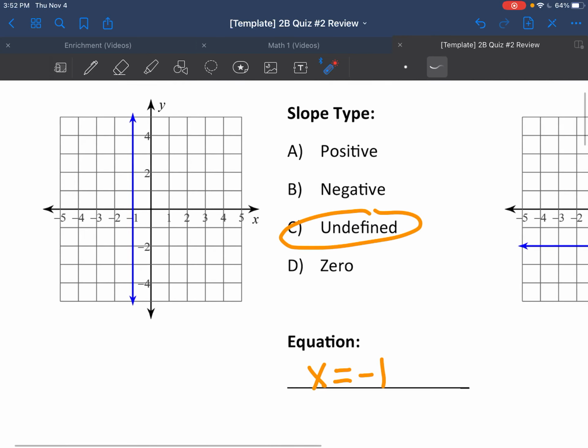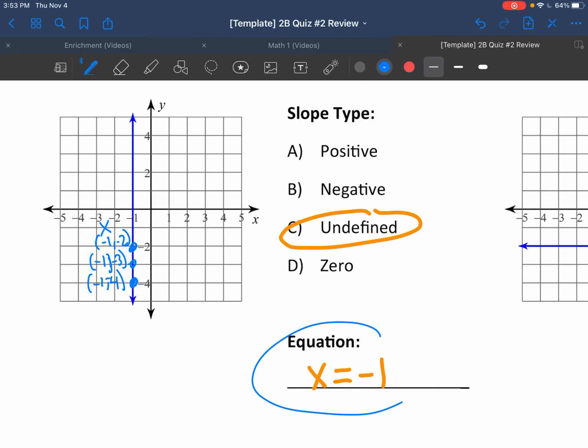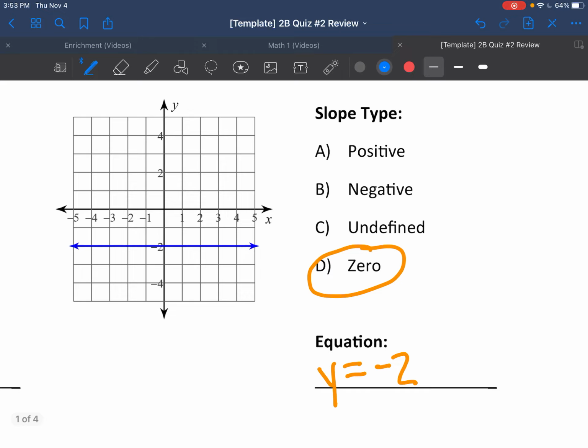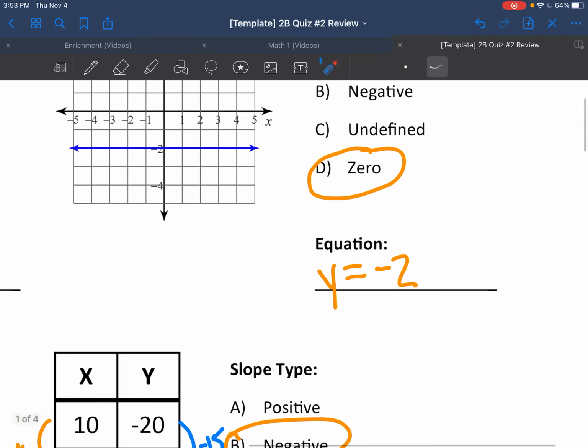Now, when we write the equation here, this point is -1, -4. This point is -1, -3. This point is -1, -2. And look, the x's are always -1. It doesn't matter what the y's are. That's why we have x equals -1. Same reasoning behind this 0 slope, y equals -2. The y value here is always -2, no matter what our x value is.